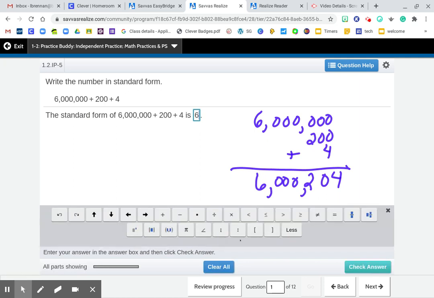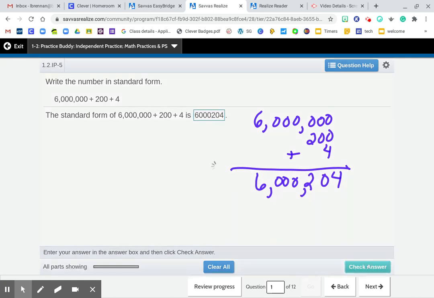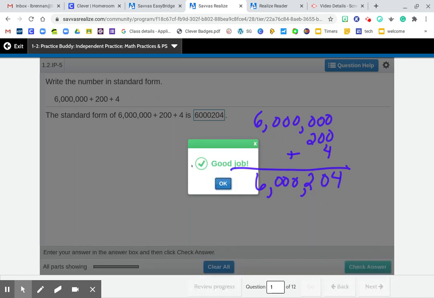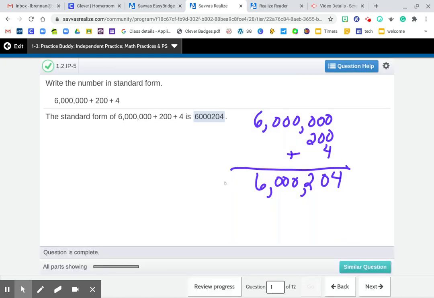If I hit that more button, you'll get all these other tools showing up. And there isn't even a comma here. So 6, 1, 2, 3, 2, 0, 4. Let's see what it says. Didn't even want the comma.